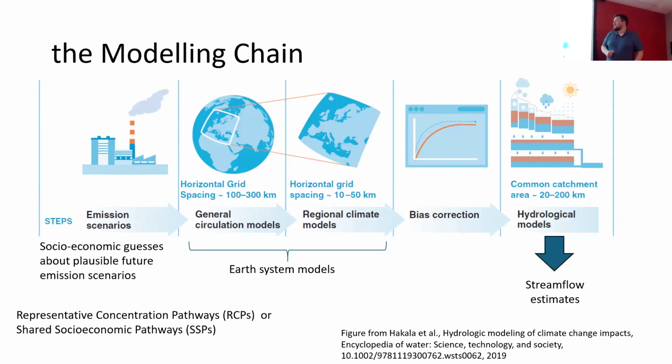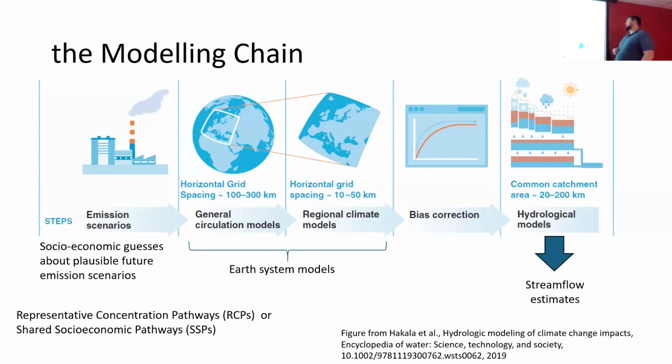So here's our modeling chain, kind of the big picture view. We take our emission scenarios, these socioeconomic guesses about what might happen in the future, take a finite number of those, which might be our RCPs, or now our shared socioeconomic pathways. We feed those emission scenarios through a general circulation model, and then downscale those to regional climate models, using those boundary conditions for regional climate models. We then realize that those regional climate models have errors. They have local errors that are not consistent with observed conditions on the ground. And so we perform bias correction to compensate for the errors in the climate models.